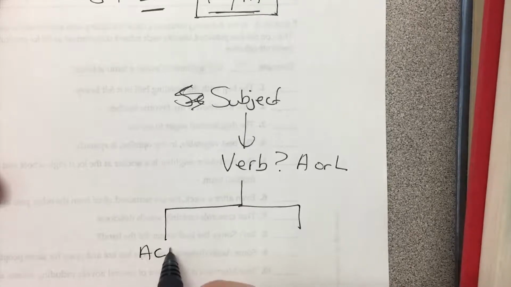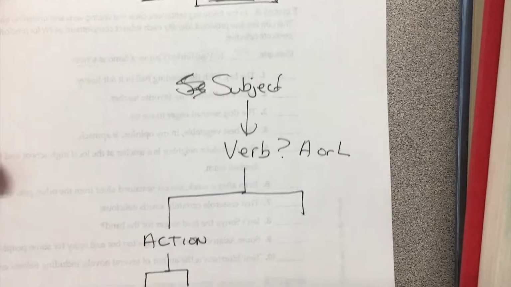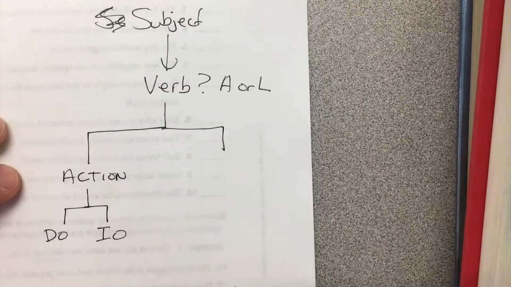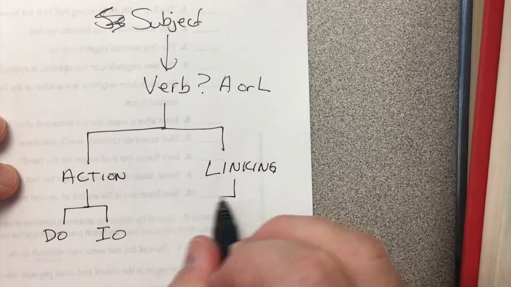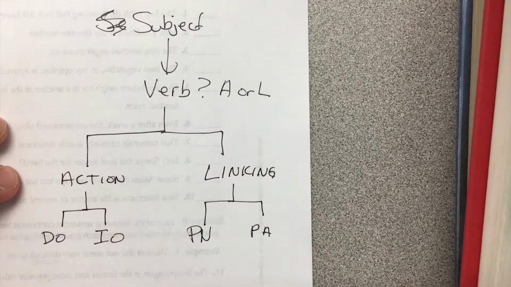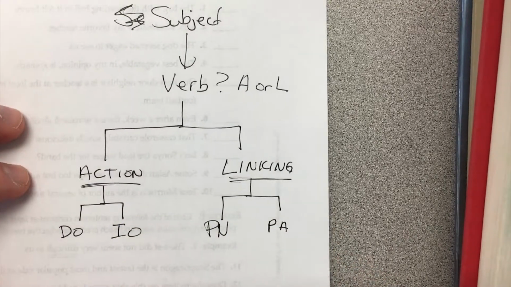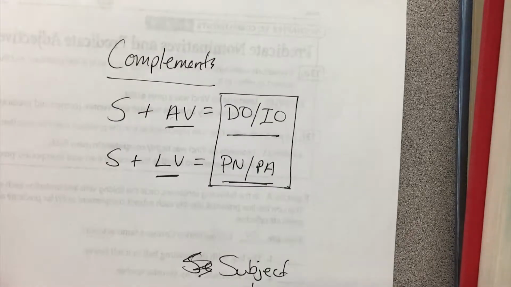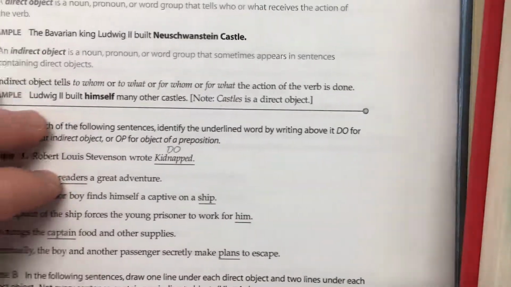If it is an action verb, well then you're going to be looking for a direct object first, and then if it has an indirect object, then it'll be there. If it is a linking verb, then it could either be a predicate nominative or a predicate adjective. And we'll get to those in a little bit as far as what they are. But the biggest thing is making sure that you know what kind of verb you're dealing with here. All right, so make sure that you have this written down, because these formulas are going to be very important as we go through the video. So let's do some examples here.